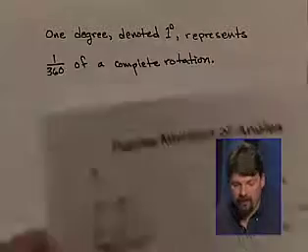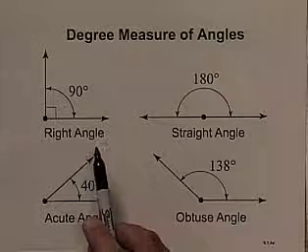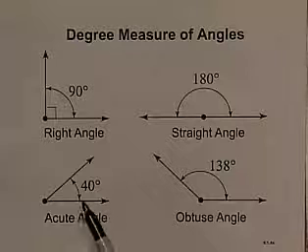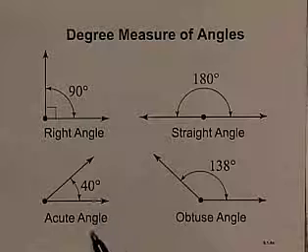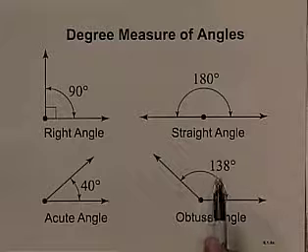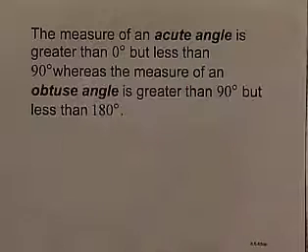Now there are a few angles that we give special names to. A 90-degree angle we call a right angle. A 180-degree angle we call a straight angle. An angle that's less than 90 degrees, and here we have 40 degrees as an example, we call an acute angle. And an angle that is greater than 90 degrees, and here we're using 138 degrees as an example, we call an obtuse angle. So the measure of an acute angle is greater than 0 degrees but less than 90 degrees, whereas the measure of an obtuse angle is greater than 90 degrees but less than 180 degrees.